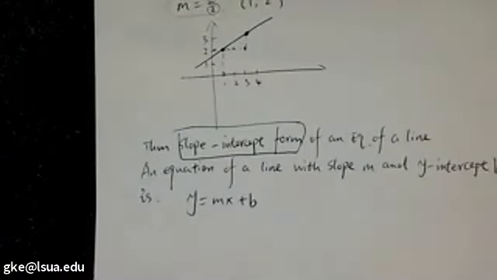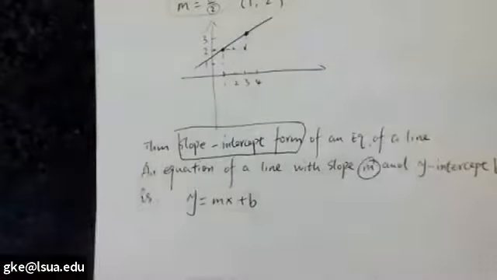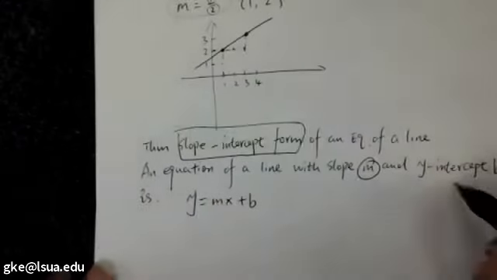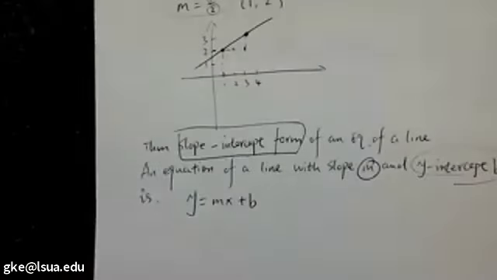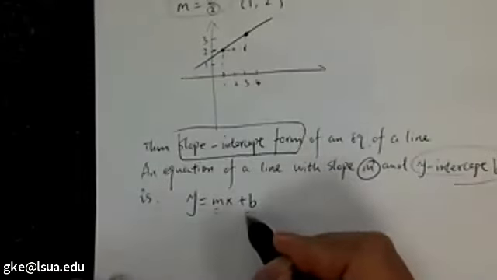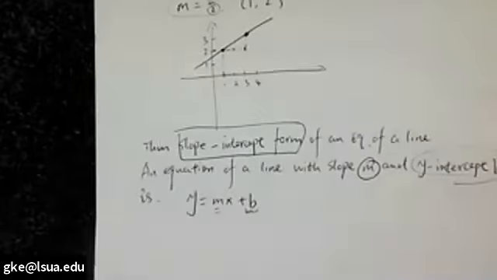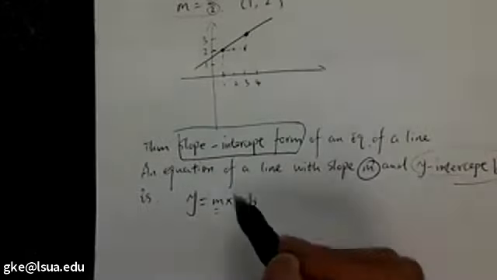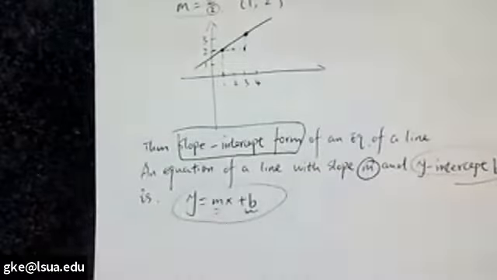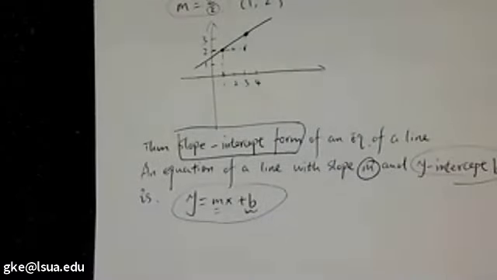It is y equals mx plus b. So if I give you a slope m and a y-intercept b, we can write down the slope-intercept form as this. And how do we draw this picture?